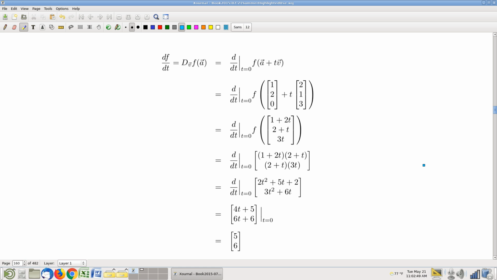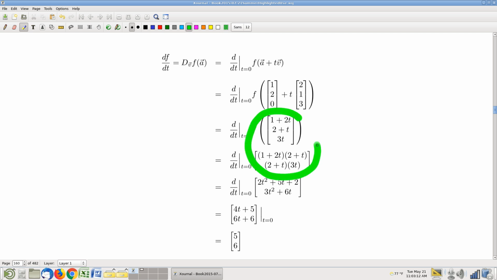So here we go again. Now we've already parameterized the input line, this parametric line in the domain here. This is just my way of quantifying what it means to be at 1, 2, 0, moving with velocity 2, 1, 3. There. So there's my input parametric line.